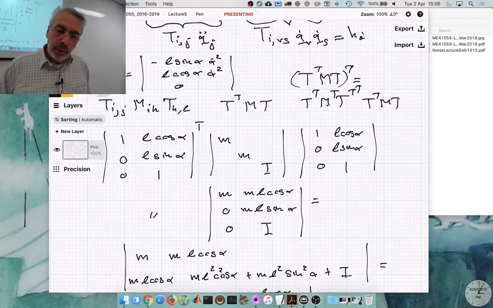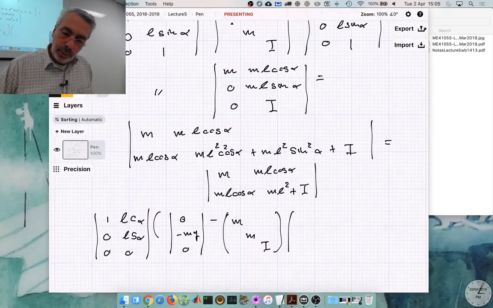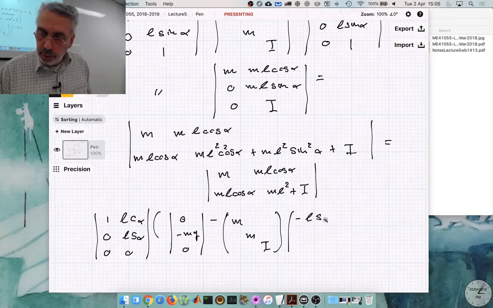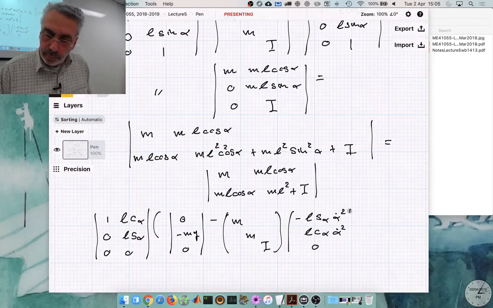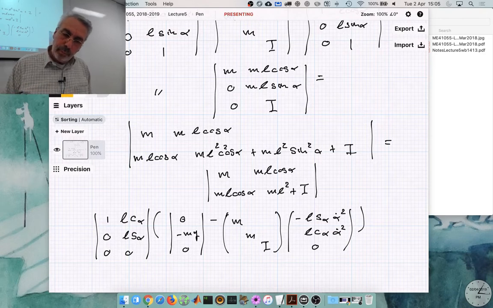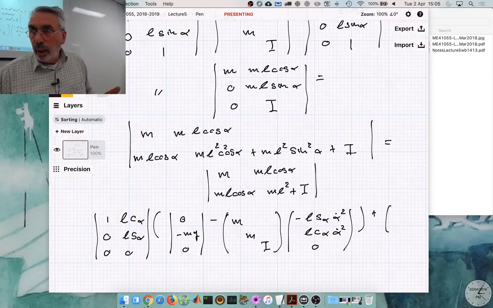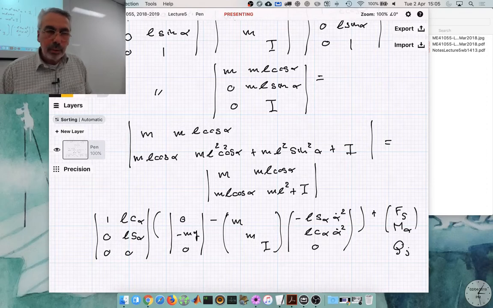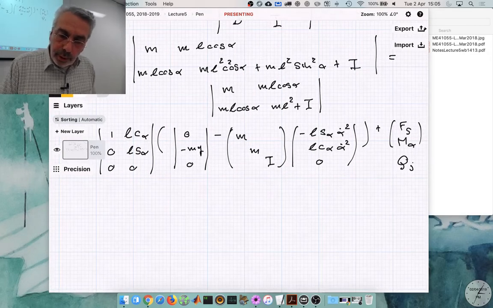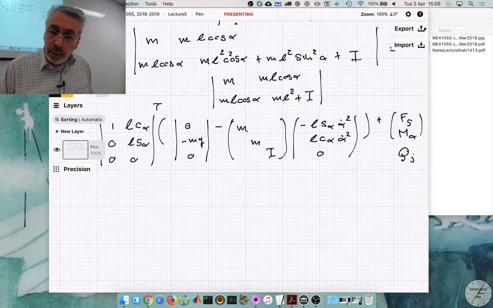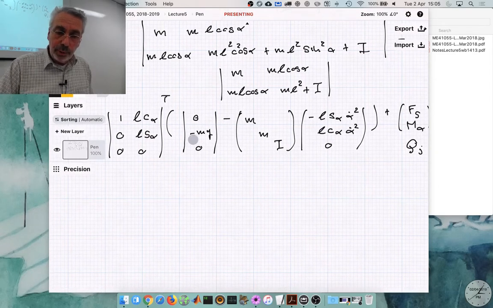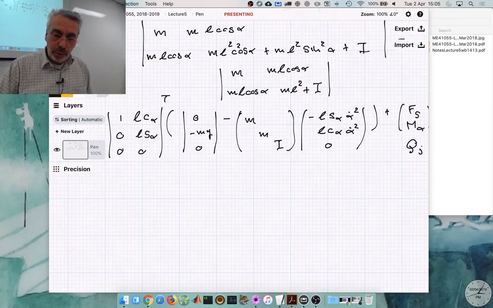these guys, sines and cosines here, minus L sine alpha alpha dot squared, L cosine alpha alpha dot squared, 0. And then close the bracket. That is the right hand side of the equation. Yeah, you could say plus, and then I have these two applied forces, Fs and M alpha, my Qjs. And this should be transpose, of course. Now again, super easy, when you have to do a transpose matrix times. This is just row times column times column.